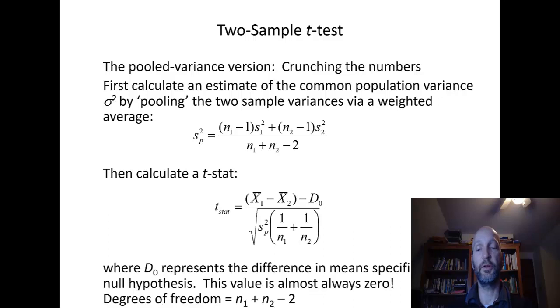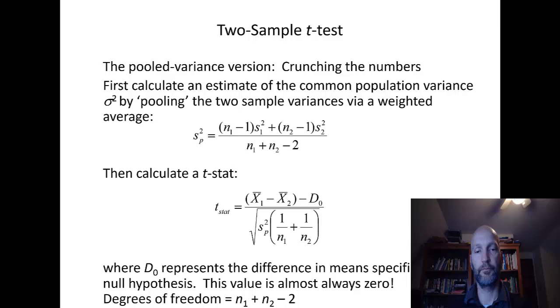Now typically d0 is going to be 0 if we think that the population means are equal to each other, and that goes along with the idea of the null hypothesis. Null means no difference, but sometimes you might want to put in a non-zero difference for d0, and that certainly is fine to do. The last thing we need is degrees of freedom, which are going to be n1 plus n2 minus 2.